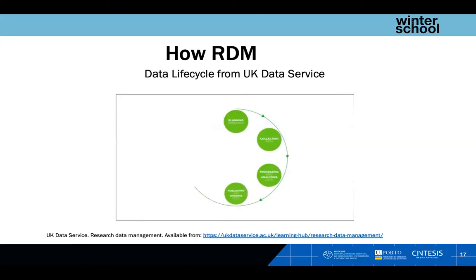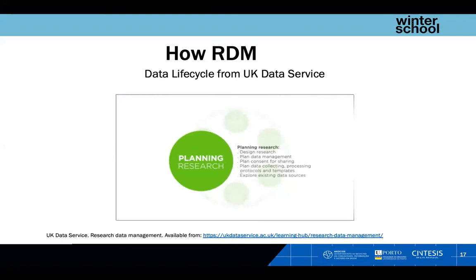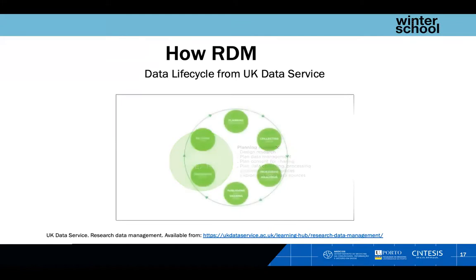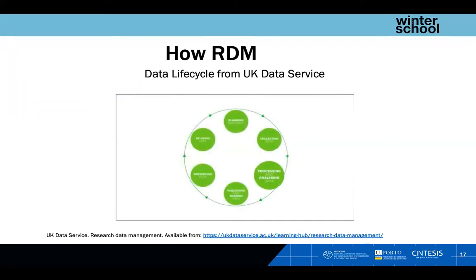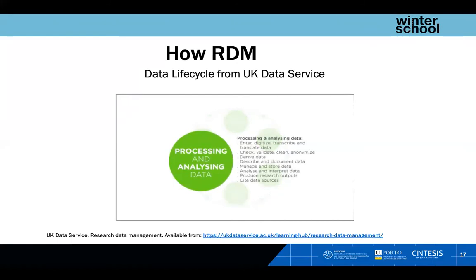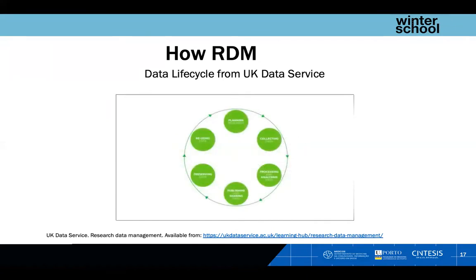This is a bit about the research life cycle in terms of data management. So we have here six conditions. In terms of planning the research, the data activities involve not only designing research, but also applying data to plan the data management, sharing, consent, and so on. In terms of collecting data, the specific activities regard capturing not only data, but also the metadata. And metadata is the additional information that we use to label the sort of information that is going to be collected.